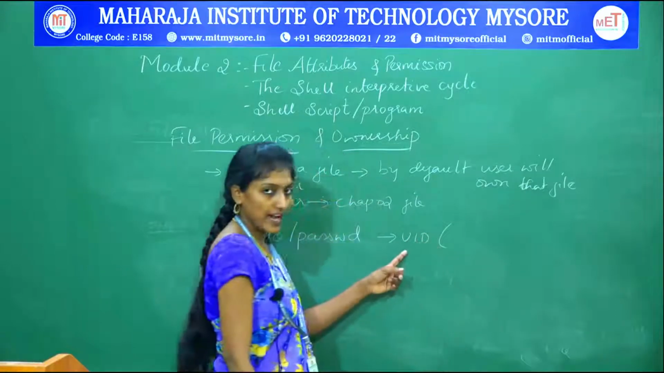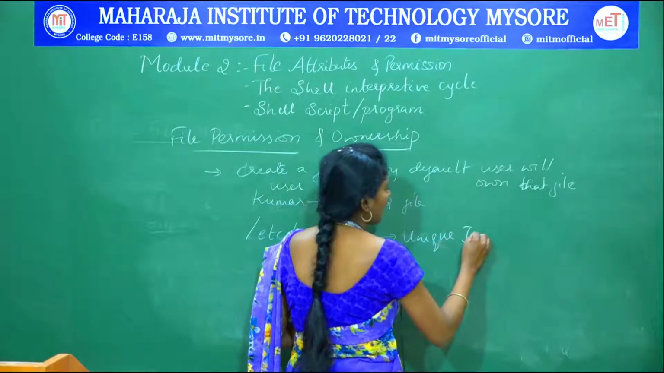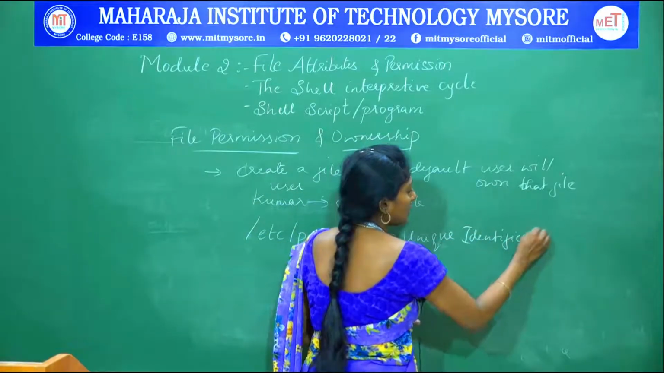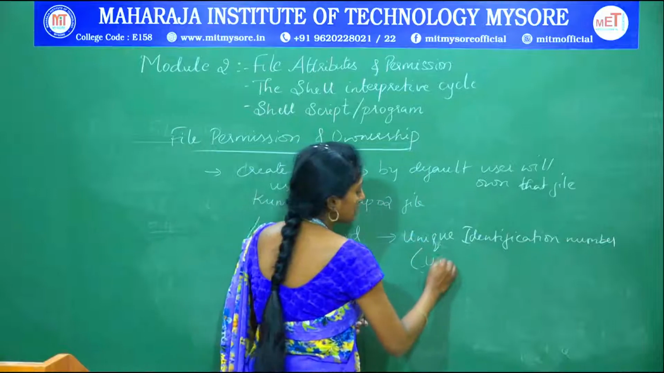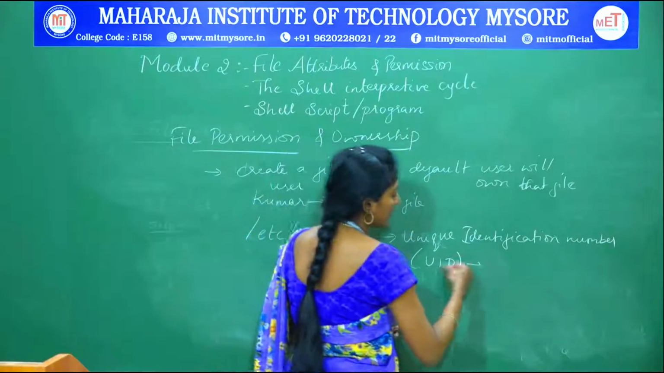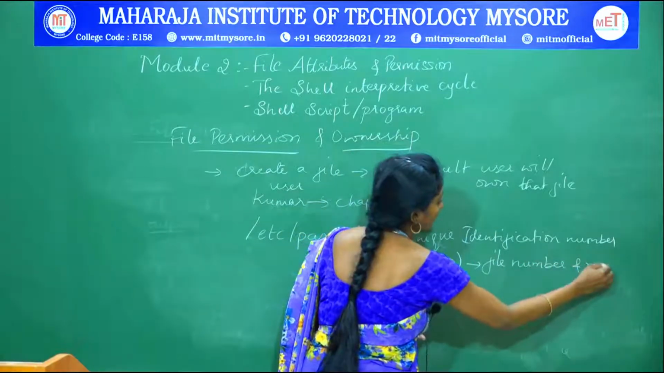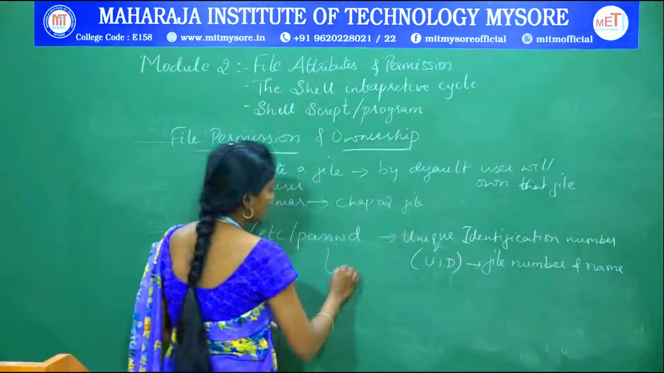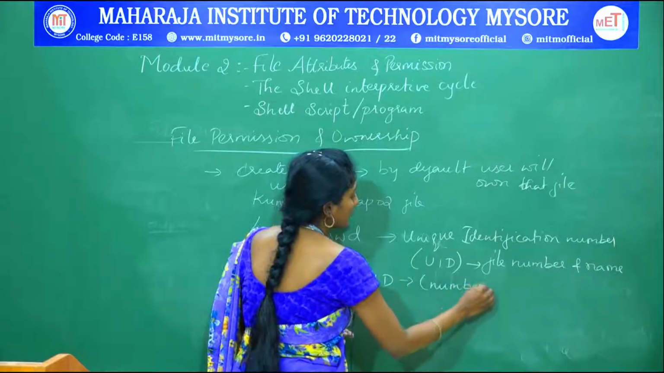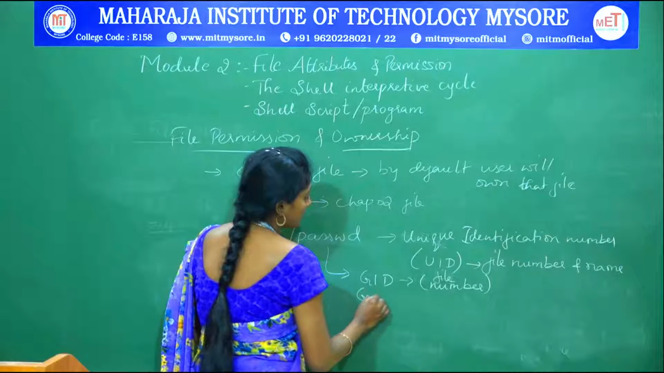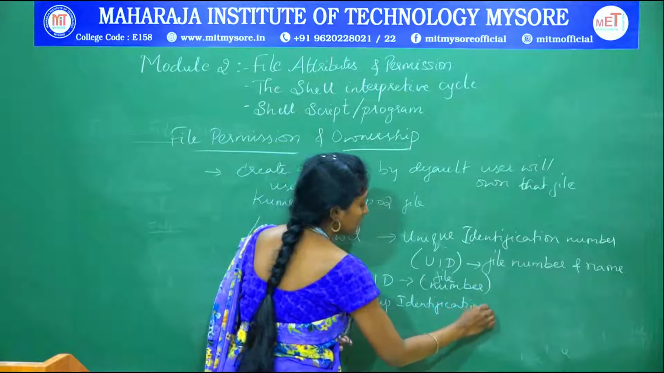UID means unique identification number. It is abbreviated as UID. This will let you know the file number and name of the file. Whereas under this you will also get the GID, which is represented with a number, the group ID, the group identification number. GID is the group identification number.